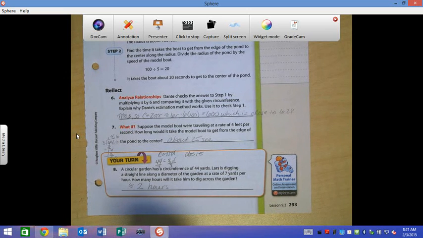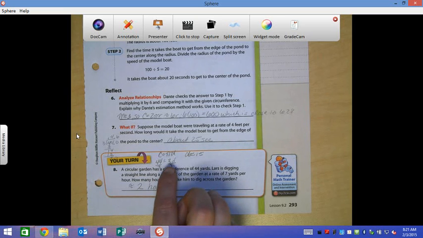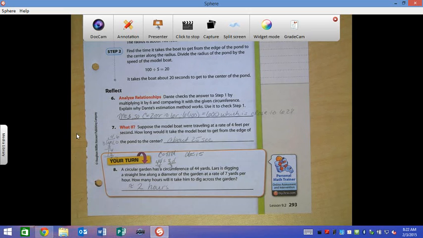Now, for number 8, a circular garden has a circumference of 44 yards. Lars is digging a straight line along the diameter of the garden at a rate of 7 yards per hour. How many hours will it take him to dig across the garden? So, use your formulas. Okay, plug in. I've got 44 equals 3 times diameter. Divide both sides by 3, and your diameter is approximately 15. So then when you divide that by 7, you're going to get about 2 hours.